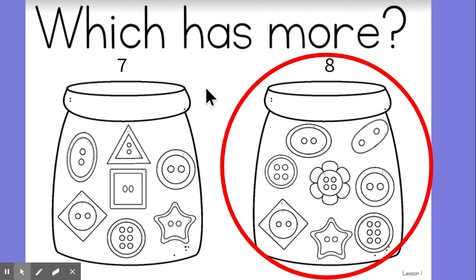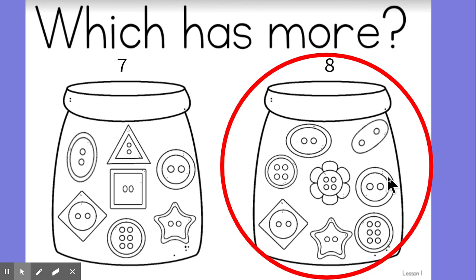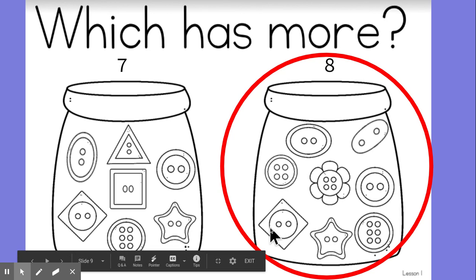Okay. Well, Ms. Blanks, how do you know that? Well, what I could do is I can count them. 1, 2, 3, 4, 5, 6, 7. And I can look over here and count 1, 2, 3, 4, 5, 6, 7, 8. And I realized that I went past 7, so I know that that's more.